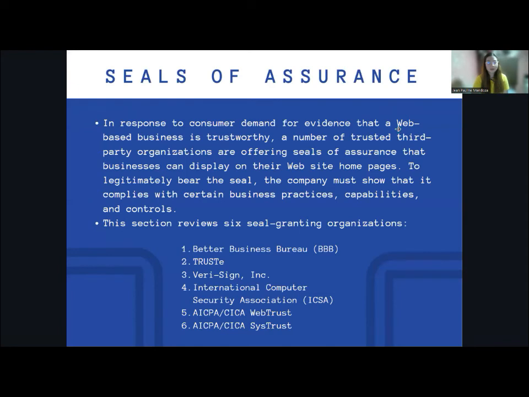So next is seals of assurance. In response to consumer demand for evidence that web-based business is trustworthy, a number of trusted third-party organizations are offering seals of assurance that businesses can display on their websites and homepages. To legitimately bear the seal, the companies must show that they comply with certain business practices, capabilities, and controls. This section reviews six seal granting organizations: the Better Business Bureau, TRUSTe, VeriSign, International Computer Security Association, AICPA/CICA WebTrust, and AICPA/CICA SysTrust.